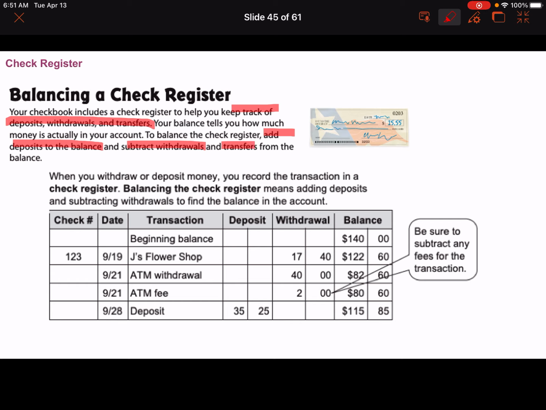When you withdraw or deposit money, you record the transaction in a check register. Balancing the check register means adding deposits and subtracting withdrawals and transfers to find the balance in the account. So let's look at this first example. We see that the beginning balance is $140.